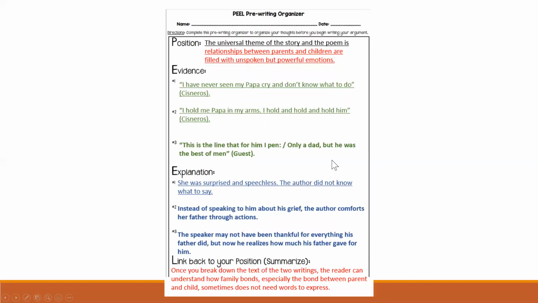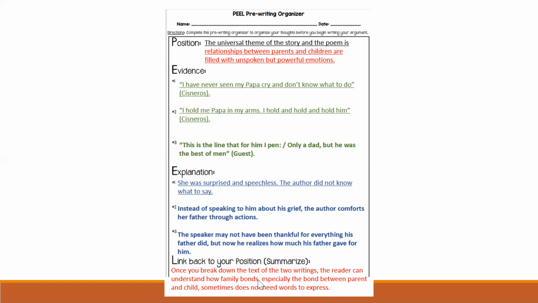Oh, it zoomed in a little bit, a lot actually. And I've got different colors, but that's okay. It says, "Once you break down the text of the two writings, the reader can understand how family bonds, especially the bond between parent and child, sometimes do not need words to express." Okay, so that is basically saying, based on the evidence and explanations that we have, and it's restating the whole unspoken but powerful emotions. There are no words involved. All right, it's restating it.